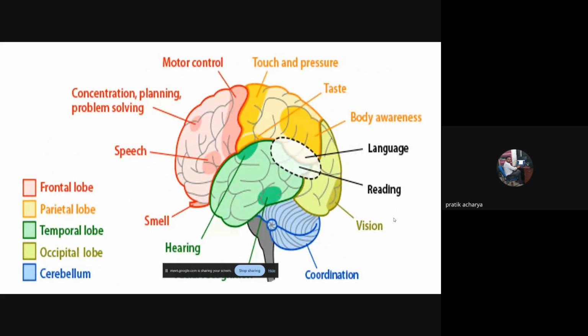This is another pictorial presentation of the human brain. The different parts are mentioned on the left side: the frontal lobe, parietal lobe, temporal lobe, occipital lobe, and cerebellum. These are responsible for different functions. If we are discussing smell, the frontal lobe plays an important role for smell.